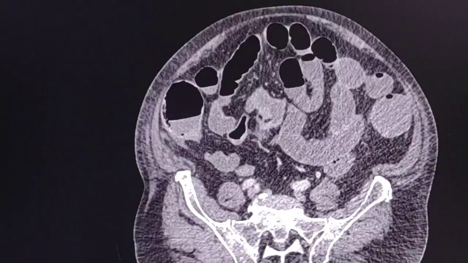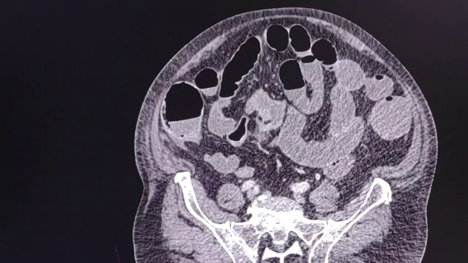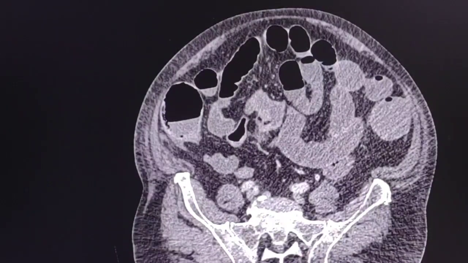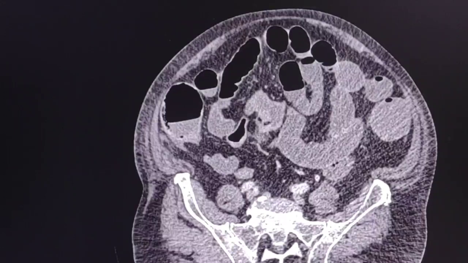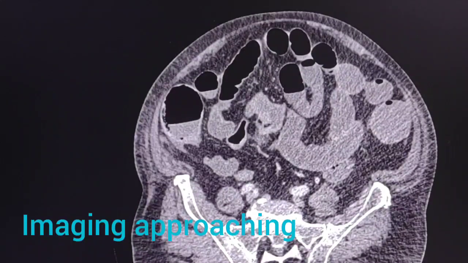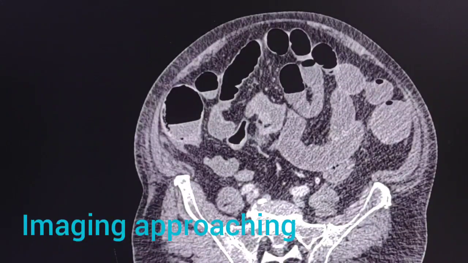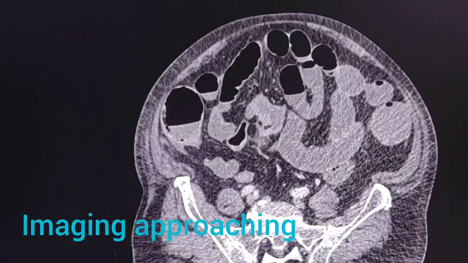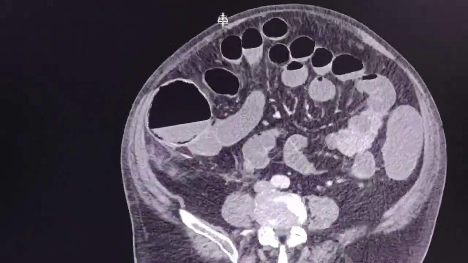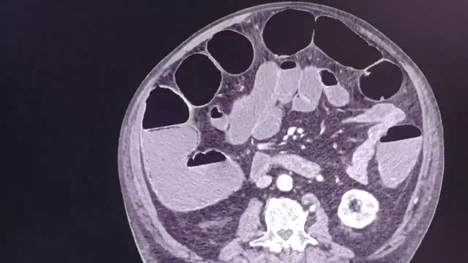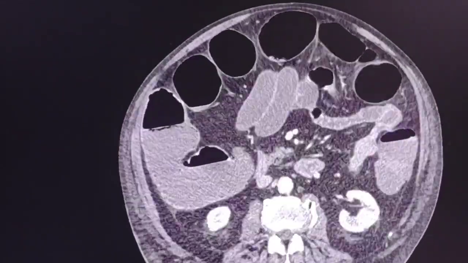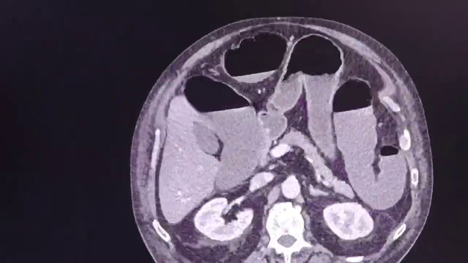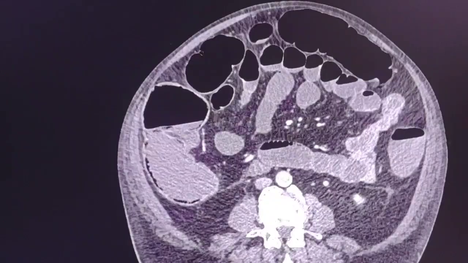This is a case of a 73-year-old male who presented with abdominal pain, significant distension and absolute constipation. For the last 36 hours the patient did not pass any flatus and the abdomen was significantly tender. So a CT scan was performed for further evaluation. What we see here as a general impression is that there are multiple dilated bowel loops with air fluid levels.